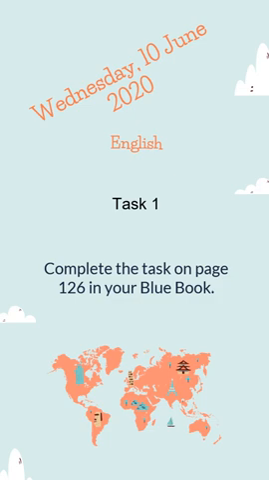Today we are going to do the English component of our English and Geography week. You will see below that this is task 1. Being Wednesday, we are doing task 1 and task 2. The first task you need to complete in your blue book on page 126.